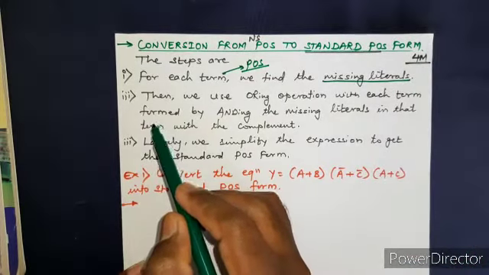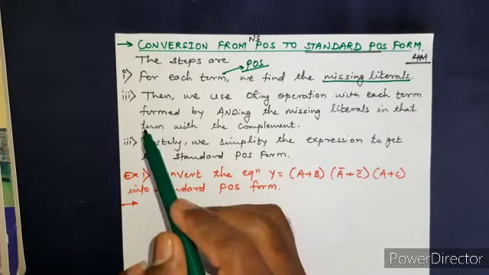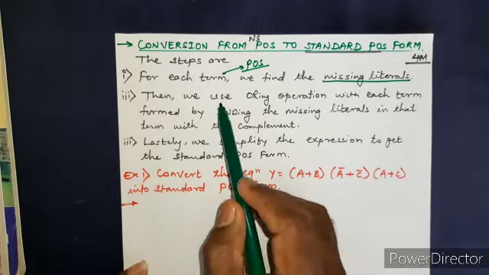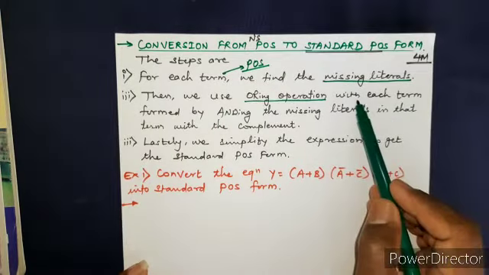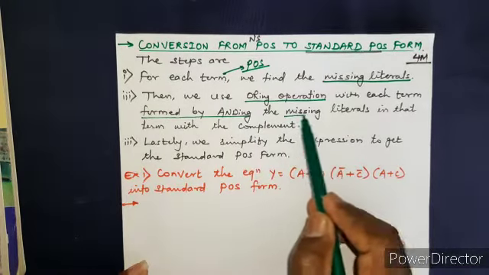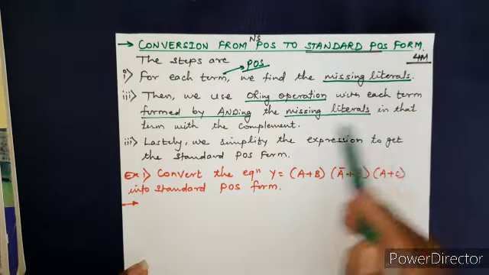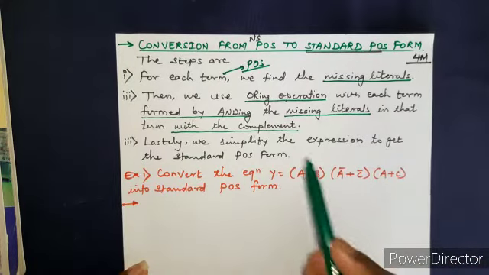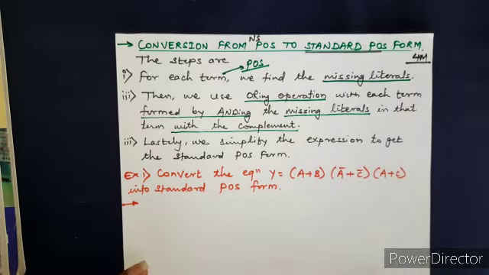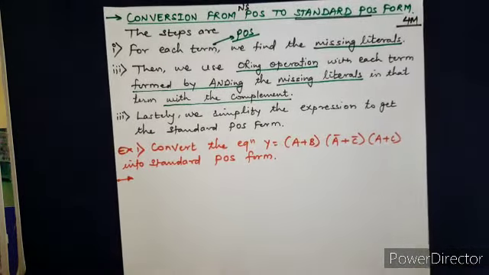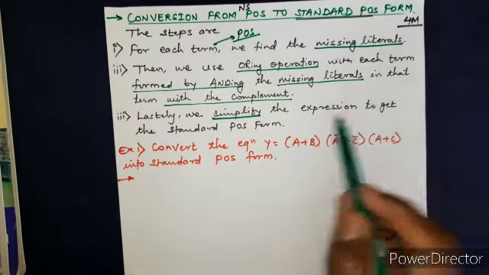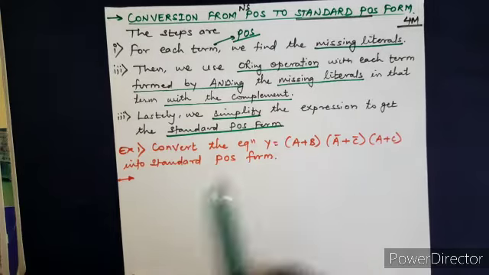कौन सा अल्फ़ाबेट या कौन सा इनपुट या कौन सा लिटरल वहाँ पे मिसिंग है, पहले हम वो देखते हैं. Then we use the ORing operation with each term formed by ANDing the missing literal in that term with its complement. Now this sentence may seem complicated for you, but it is quite easy. You'll understand it while solving. Lastly, we simplify the expression to get the standard POS form.